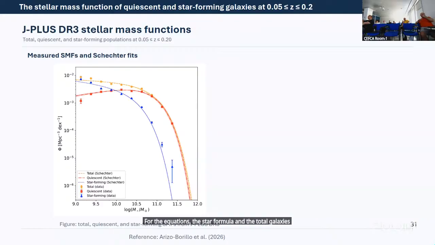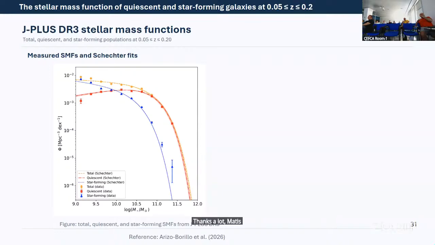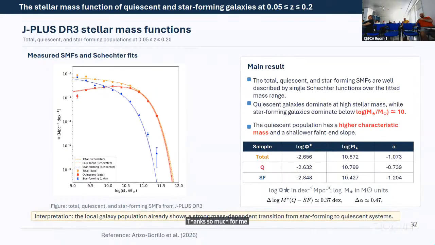Also fit with a single Schechter function. We can see the difference at low stellar mass: we have fewer quenched galaxies and more star-forming galaxies, and the other way around, we have more quenched galaxies at high stellar masses than star-forming. So, some numbers, some results of the single Schechter fit.